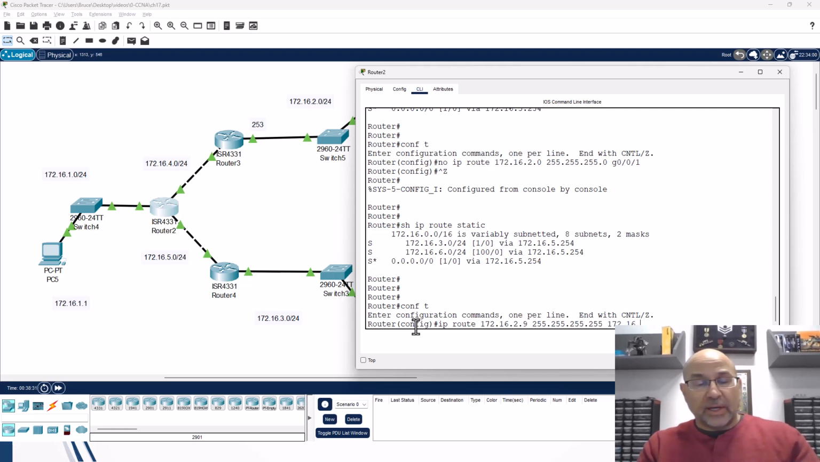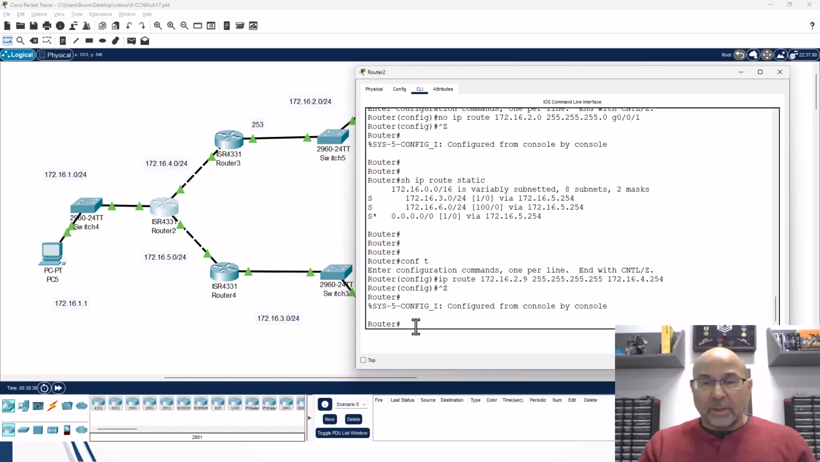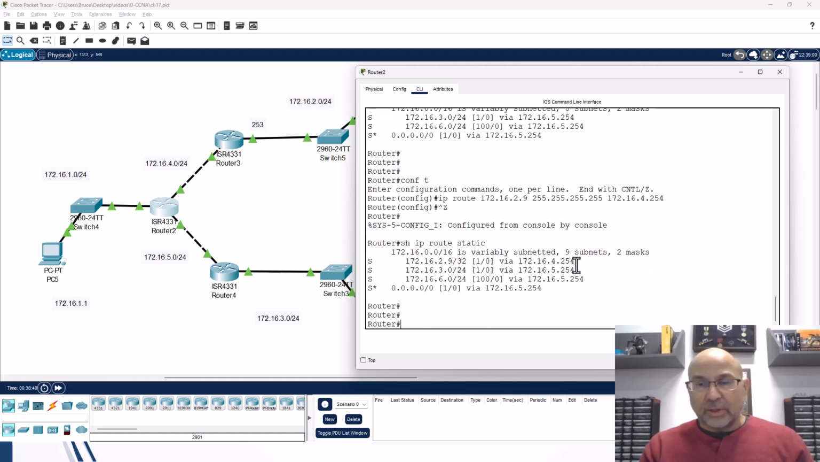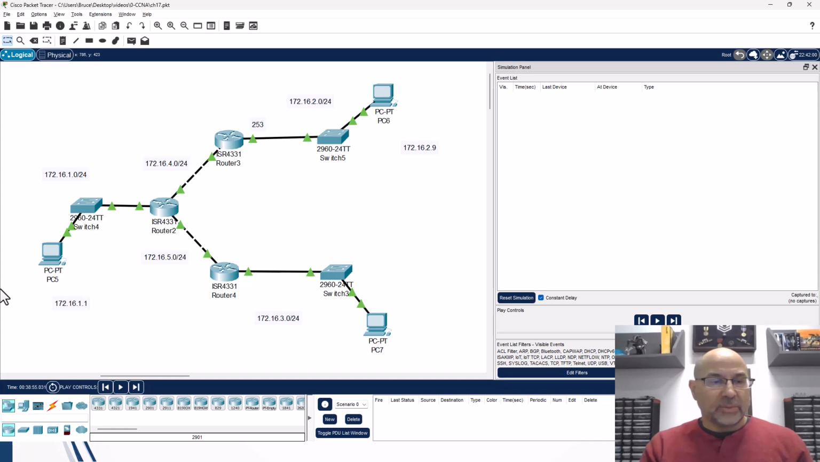172, how do I get there? Well, this will be via 4.254. And there we go. So here is our host-specific route. Well, let's see how this works in the simulation.